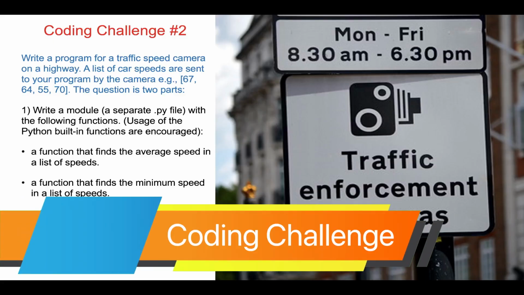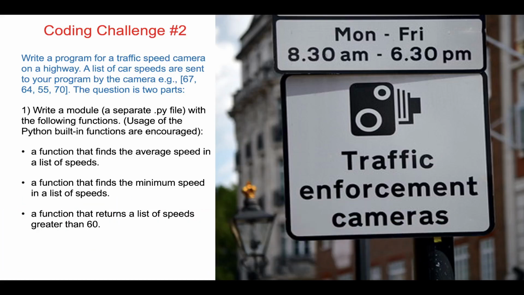Coding challenge. Okay, so far we learned how to write functions and organize functions in modules. Here I want you to write an application for this question. In the previous lecture, we asked to write a program that uses if, elif, and else statements in a for loop. In this challenge, you need to write another program for a traffic speed camera on a highway. A list of car speeds are sent to your program by the camera. For example, the list of 67, 64, 55, 70, and so on.